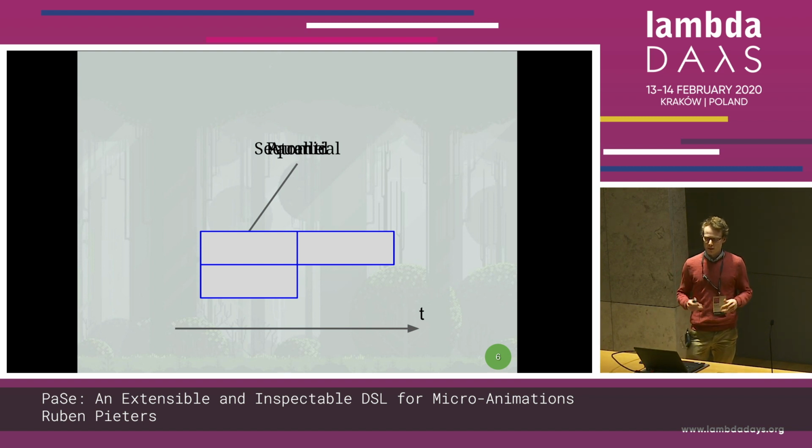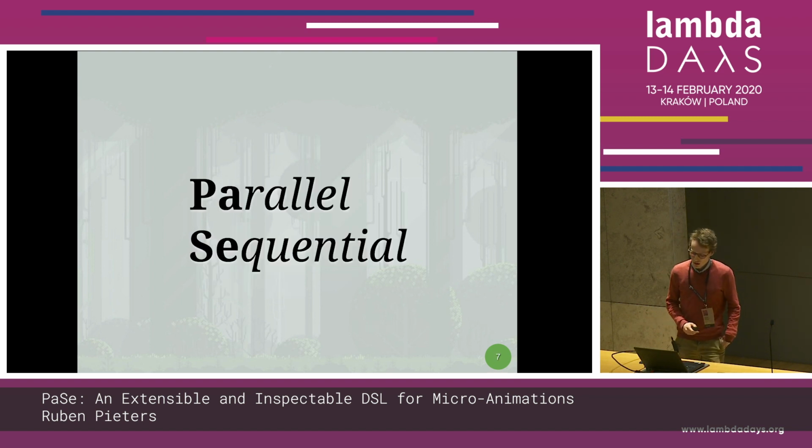And then we have two units of composition, where we have parallel composition, which expresses that two animations should start at the same moment in time. And we have sequential composition, where we express that one animation should start, and then afterwards another animation should start playing. And so this is also where the name comes from, the first two characters of parallel and sequential.